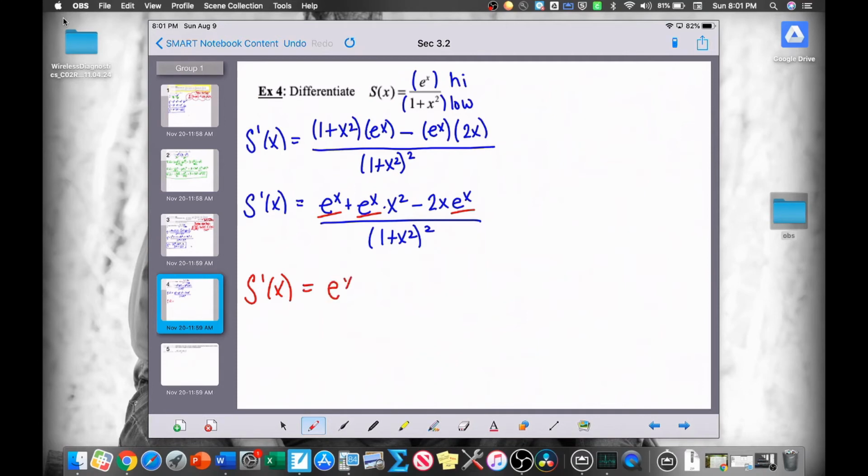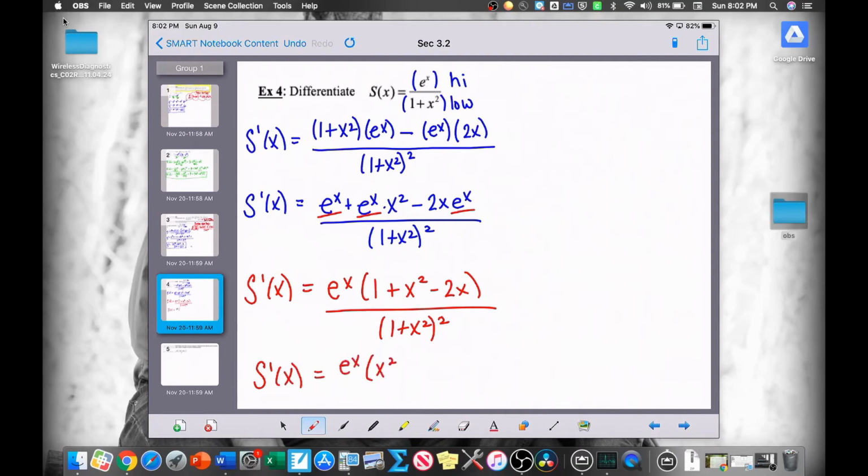So we will have e to the x, and then our first term will be a 1. Our second term will be an x squared, and our third term will be a negative 2x over 1 plus x squared squared. And if you're really feeling like you want to be an awesome math student, you can rewrite that numerator with those terms in the parentheses in descending order. So x squared minus 2x plus 1 divided by 1 plus x squared quantity squared.